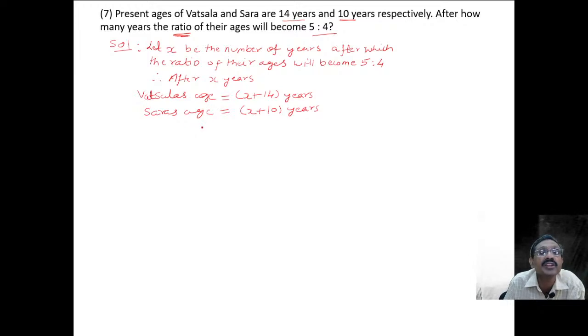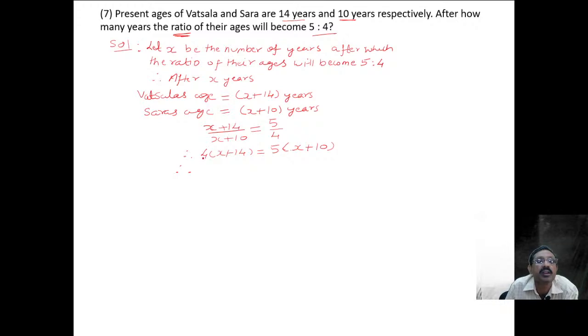So as per the condition given in the problem, x plus 14 upon x plus 10 is equal to, what is the ratio given to us? 5:4. So 5 upon 4. Now here we will cross multiply. Therefore 4 times x plus 14 is equal to 5 times x plus 10.